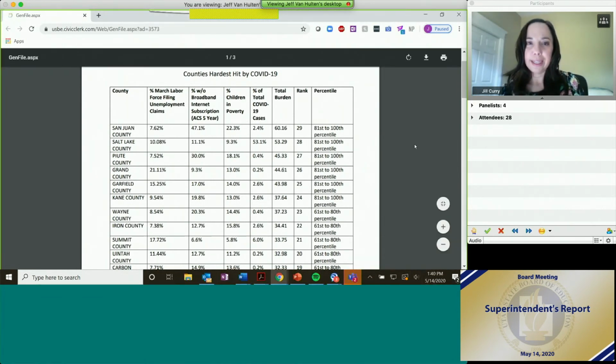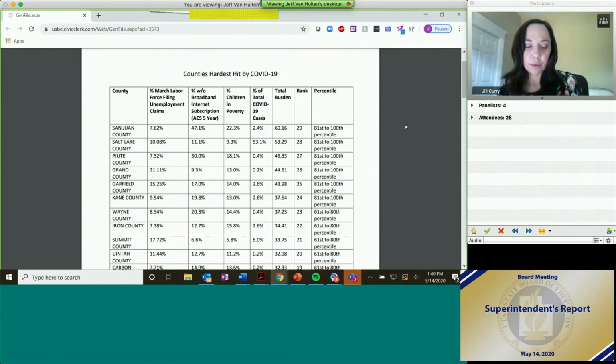The third indicator is the percent of children in poverty. This is an estimate of the percentage of children ages 5 to 17 in families in poverty in each county in 2018, divided by the total number of children in those counties in 2018. This figure comes from US Census estimates, and also county projections from the Gardner Policy Institute.